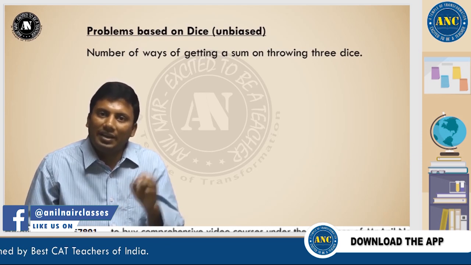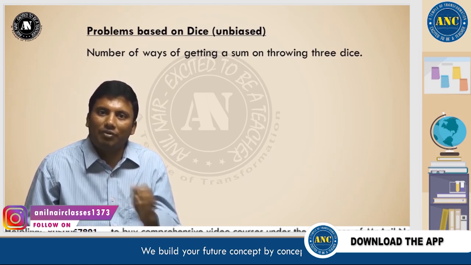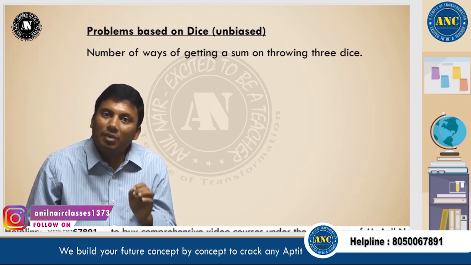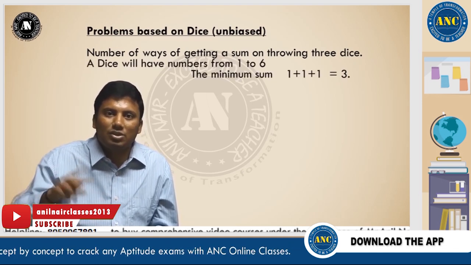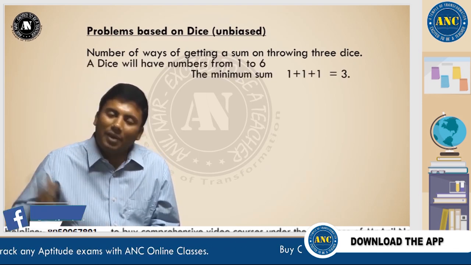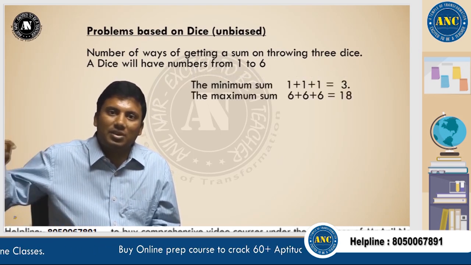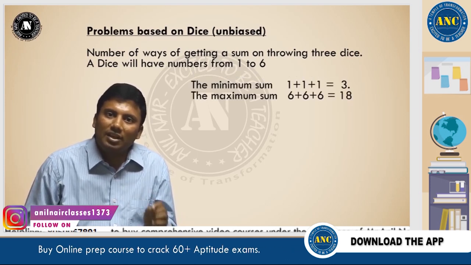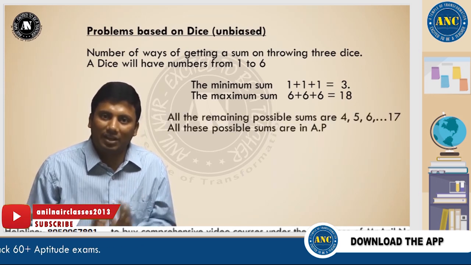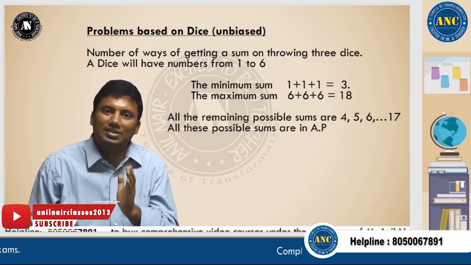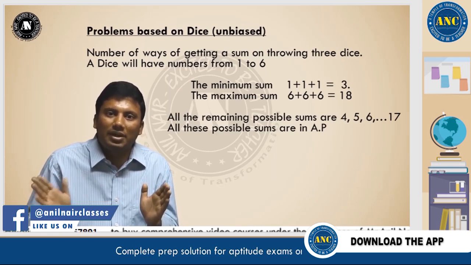Step number 1. A die will have numbers from 1 to 6. Step number 2. If you roll the die 3 times, what is the minimum sum that you will get? Minimum sum is obtained by adding all minimum values. So 1 plus 1 plus 1 is 3. Maximum sum is obtained by adding maximum value present in the die, which is 6 plus 6 plus 6. So minimum is 3, maximum is 18. You will get all the integer values from 3 to 18. That is 3, 4, 5, 6 and so on up to 16, 17, 18.